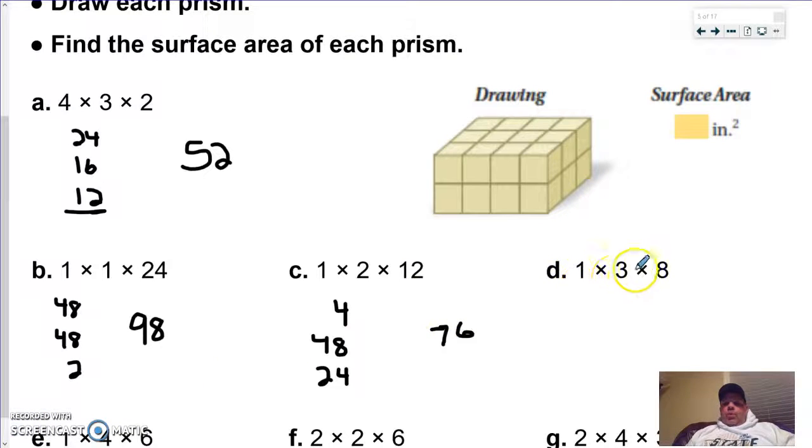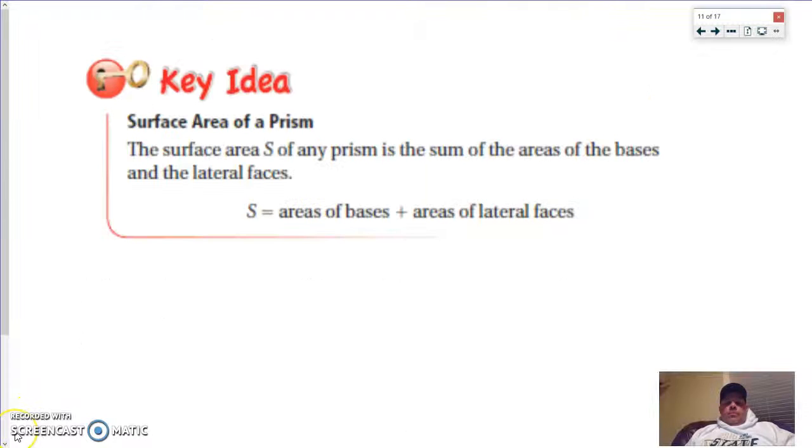In our last example, we will have a 1 by 3, which is 3. There are 2 sides of that, so that gives us 6. We will have a 3 by 8, which is 24. There are 2 of those, so we will have a total of 48 of those. And then we will have a 1 by 8, which is 8 times the 2, which will give us 16. And when I add up the 6, 16, and 48, I should get 70. Hopefully you were able to see how we got those and be able to solve them on your own.